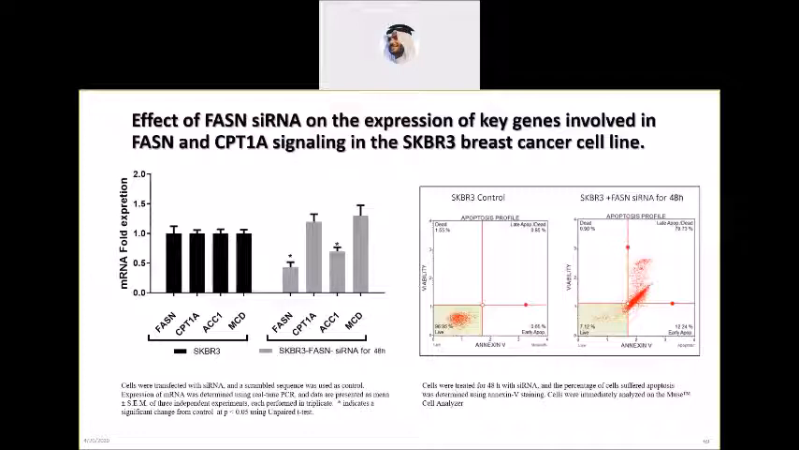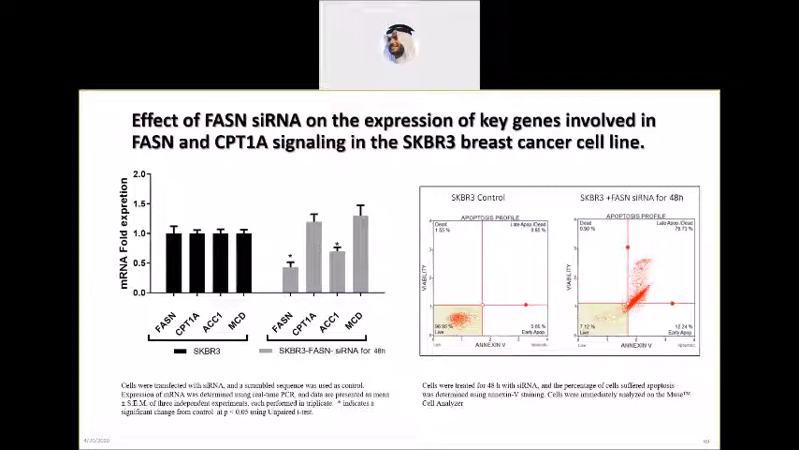Since the FASN gene showed the highest expression in SKBR3 cells, FASN was knocked down in SKBR3 cells transfected with either small interfering RNA or control scrambled small interfering RNA. Incubation of the SKBR3 cells with FASN small interfering RNA resulted in around a 60% decrease in the FASN messenger RNA expression. As a consequence of this inhibition, the current study measured the messenger RNA expression of CPT1A, ACC, and MCD using RT-PCR to explore the possible effect of this inhibition on these genes. As we can see in the figure, FASN downregulation resulted in a significant 30% decrease in ACC1 messenger RNA and non-significant changes in the messenger RNA expression of CPT1 or MCD.